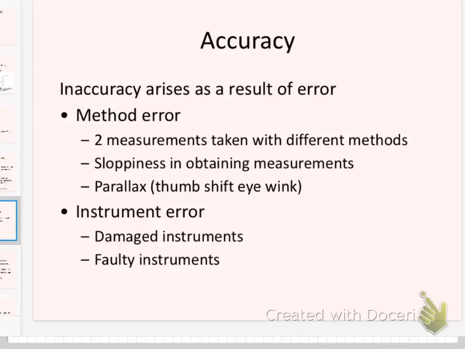parallax. Do you know what parallax is? I know it says thumb shift eye wink, but that's not what it is. Parallax is a difference in perception of the location of an object based on the perspective of the viewer.